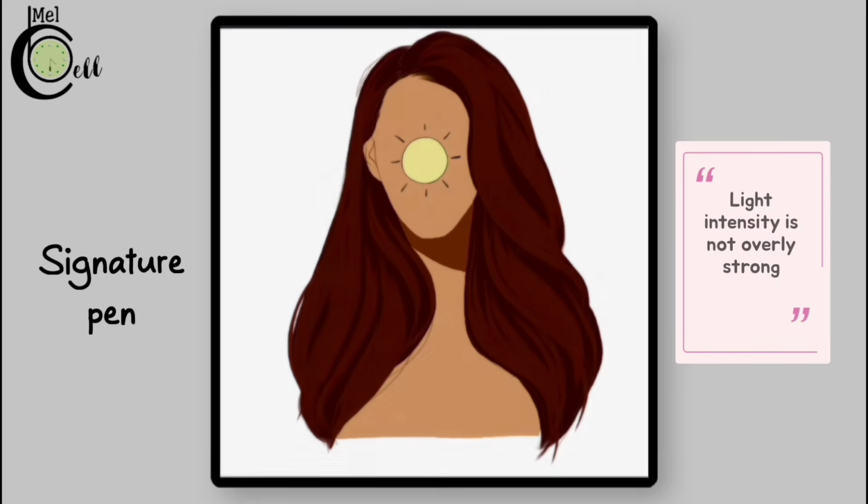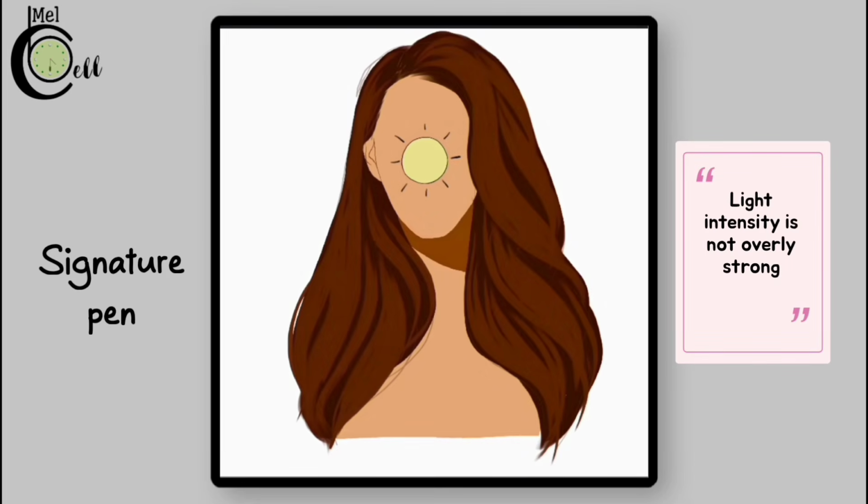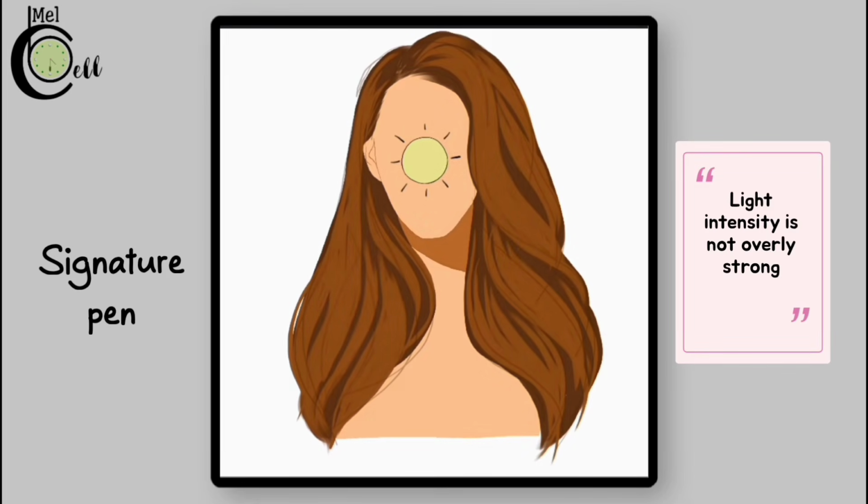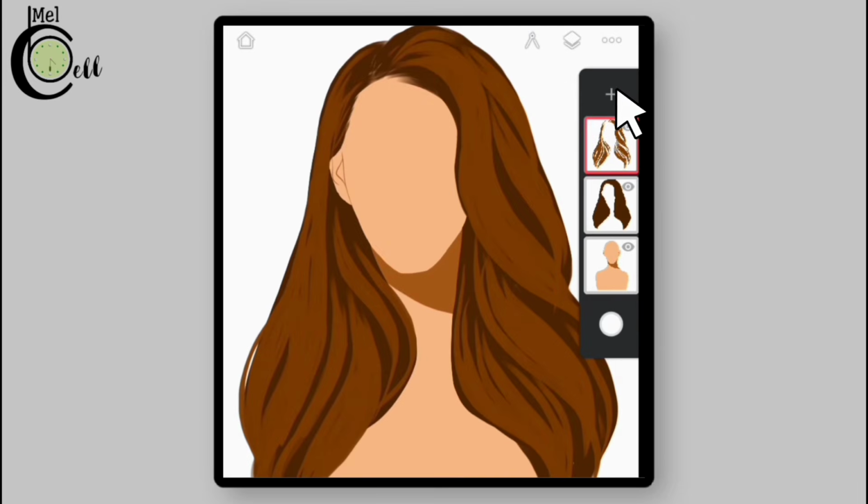Next, assess the intensity of light. In my example, it's not overly strong. This will help you determine the level of contrast and detail to add to your drawing. Add one more layer for highlights.